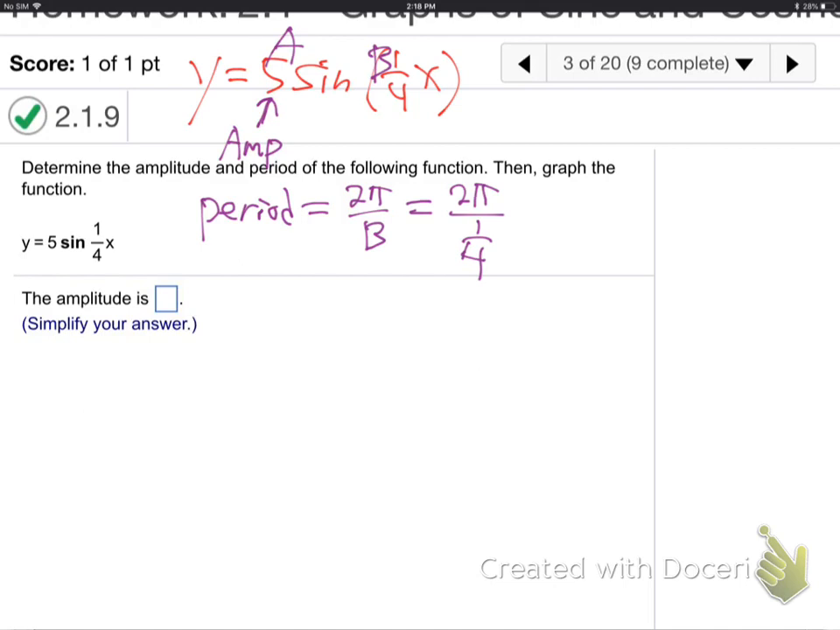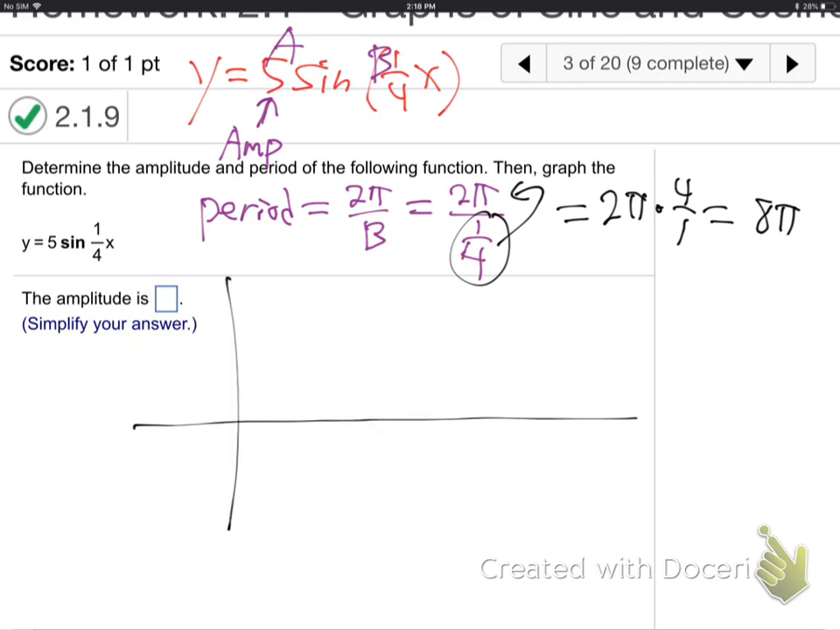What do I do now? Grab that, like we've done a few times, flip it up. So it's 2 pi times 4 over 1. 2 pi times 4, 8 pi. So the period is 8 pi. So what does that mean? That means when I go to the graph now, it'll start at 0 and it'll end at 8 pi, not 2 pi. Do you see that?